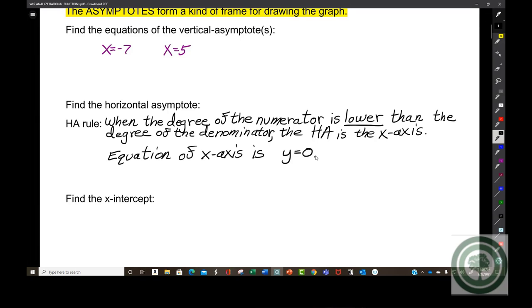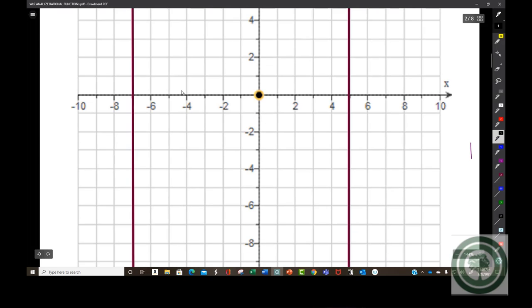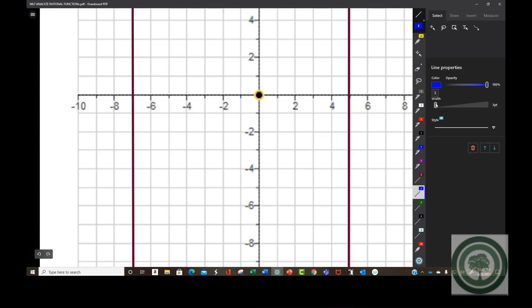All horizontal lines have the form y equals a number, just like all vertical lines have the form x equals a number. Well, the x-axis is sideways, it's horizontal, so it really is a horizontal line. It has the equation y equals zero, because y equals zero everywhere on the x-axis. So that's going to be our horizontal asymptote, because the degree of the numerator is lower than the degree of the denominator in this particular problem.